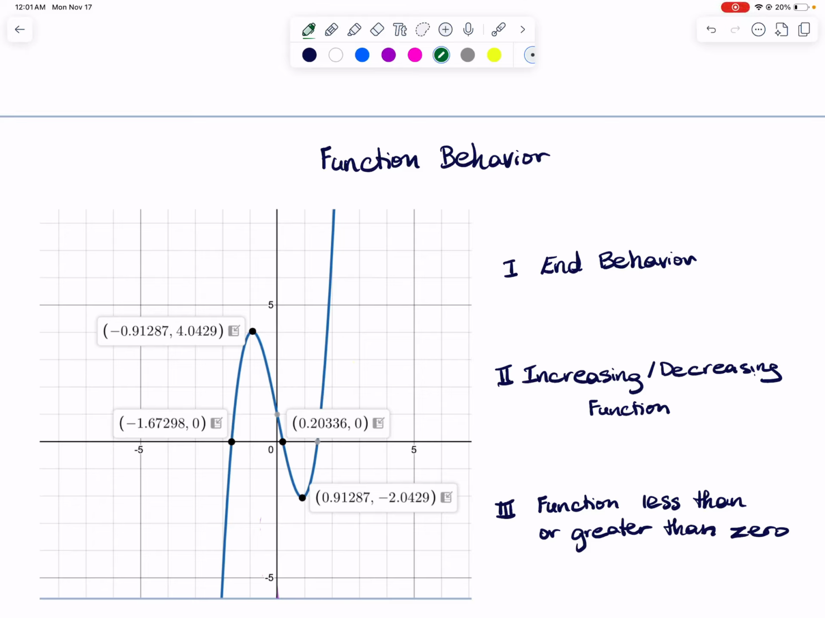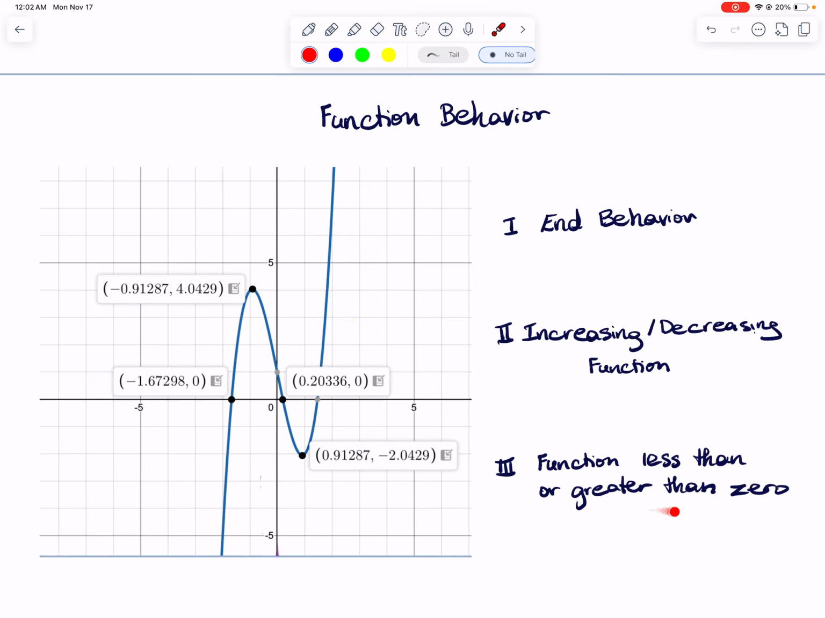Hi, in this video we're going to be talking about function behavior. And when I mention function behavior, what I'm referring to is what the graph looks like in certain areas. Specifically, we're going to be focusing on end behavior, increasing and decreasing functions, and whether or not the function is less than or greater than 0 at certain areas in the graph.